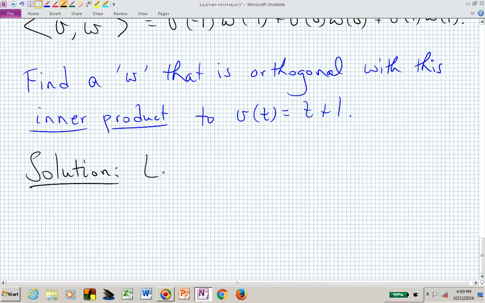Solution. Suppose we now just create a generic second order polynomial for W. Let W of t be some scalar alpha times t squared plus another scalar beta times t plus another scalar gamma. And that's a generic second order polynomial. We want to find alpha, beta, and gamma such that V and W are orthogonal.